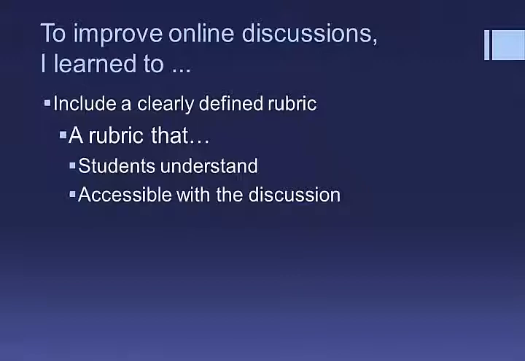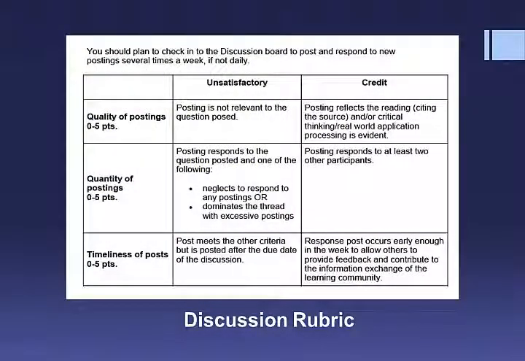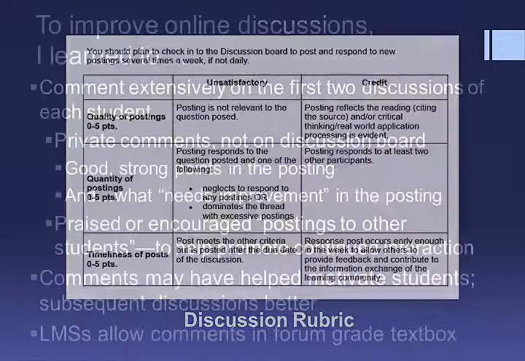So making sure that the rubric is clearly defined, and also placed right with that discussion, is very important. This is an example of a discussion rubric that was used in one of the @One classes. I modified it, but you can see that I'm looking at 3 categories in that discussion: the quality of the posting, the quantity of the postings, and the timeliness of the posts. There are 2 other columns there telling what would be deemed unsatisfactory in that discussion posting, and what would be considered credit.